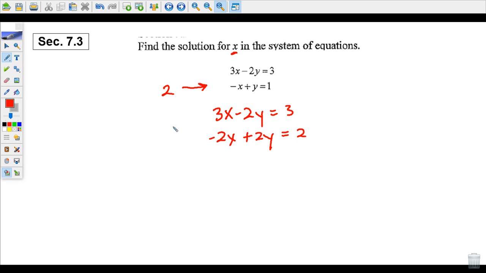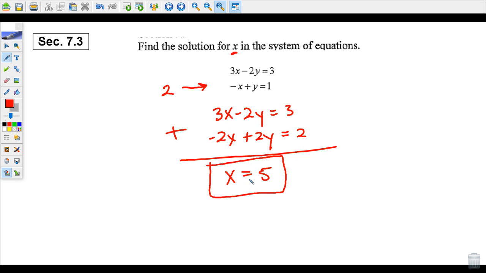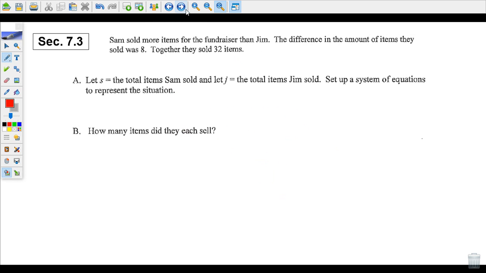And these are opposites now, so I can just add to eliminate them. 3x plus -2x is x. The y's cancel. 3 plus 2 is 5. x equals 5. And I'm done. I don't have to do anything else because I'm just solving for x.